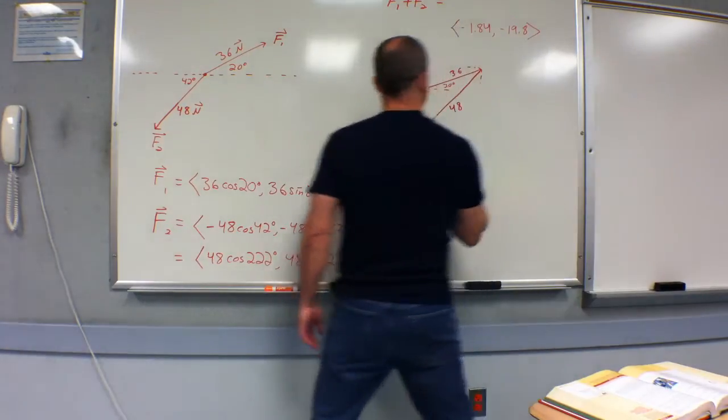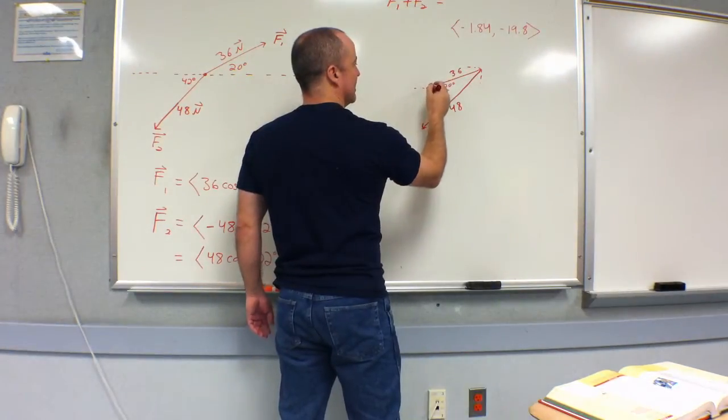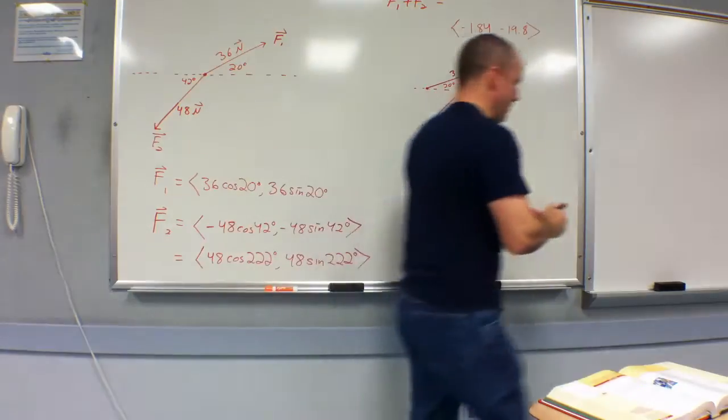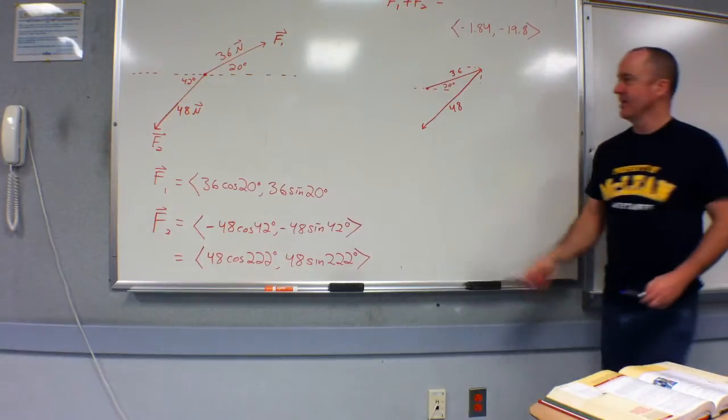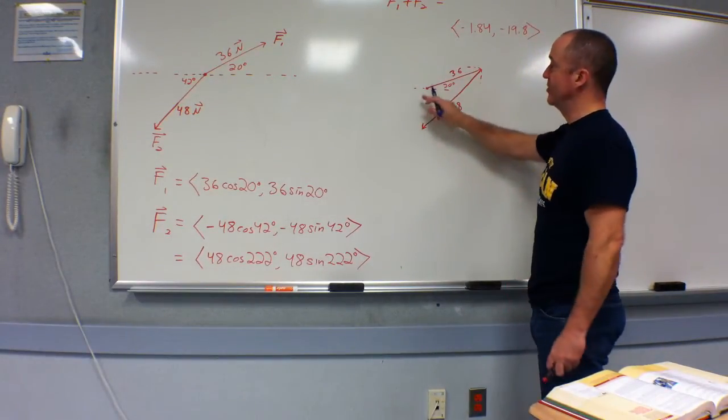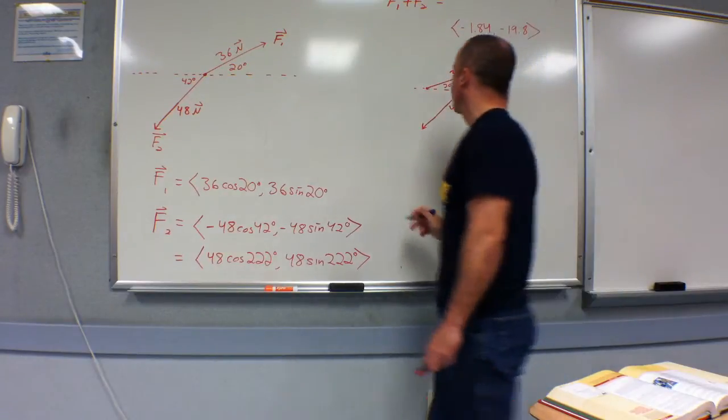That's really annoying. That's 36 and that's 48. Does it look like from here to here? Now remember, to find the resultant, we would go from this tail to this tip. Okay, what's the shortcut? If this is the distance, what's the displacement?